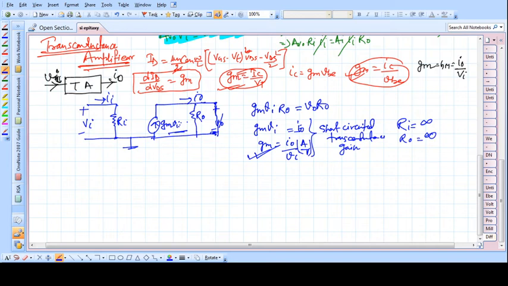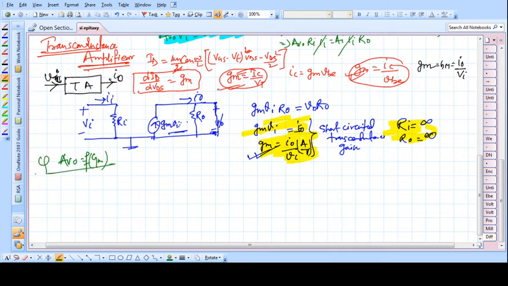So R naught should be very high. Okay, so this one is the case for the transconductance amplifier. Now one more relationship. Suppose you have to find the relationship between the voltage amplifier and the transconductance amplifier. So we can say the relationship between Av naught and Gm, as a function of Gm.